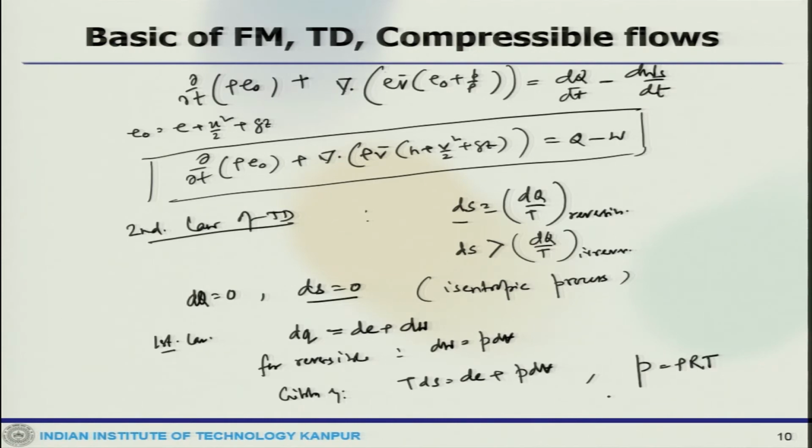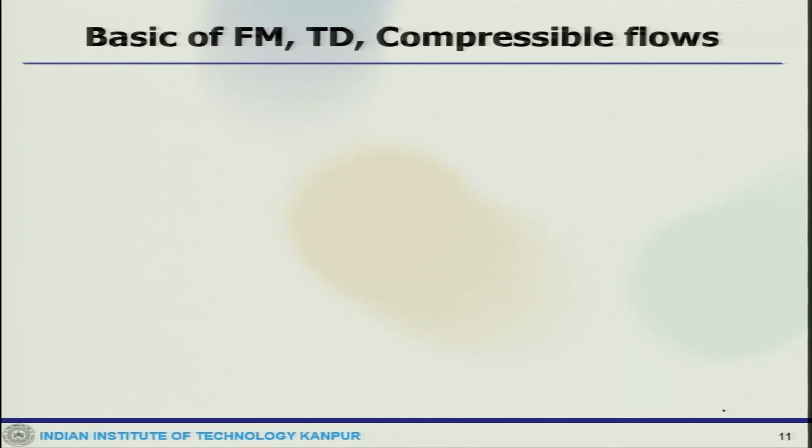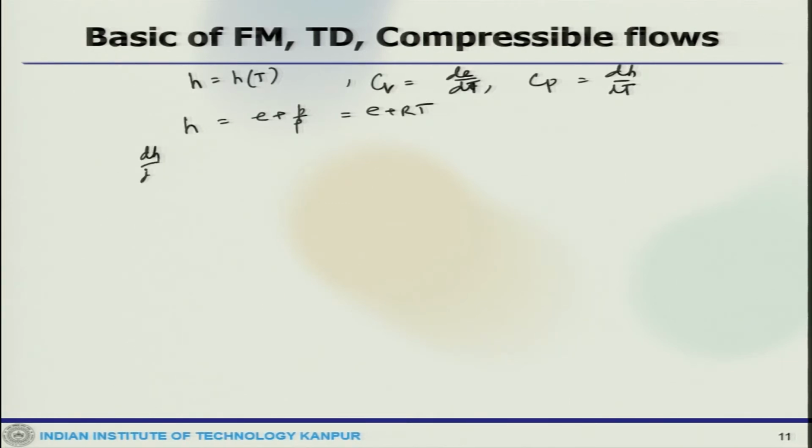And if these are thermally perfect gas, then E would be only a function of temperature and H would be E plus P/ρ, which follows that H is a function of temperature. Now, the definition says specific Cv is dE/dT and Cp is dH/dT. So, H equals E plus P/ρ, which is E plus RT. Now, if I take dH/dT, this is dE/dT plus R, which means Cp equals Cv plus R.